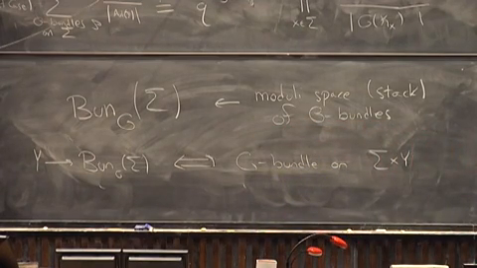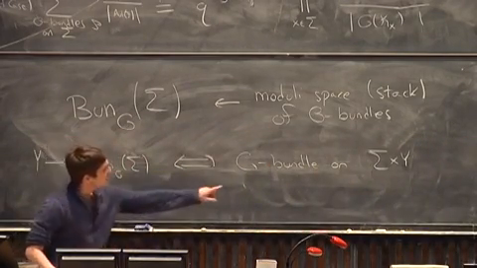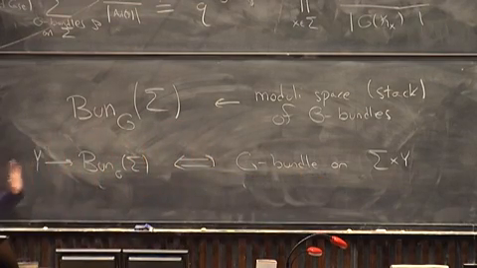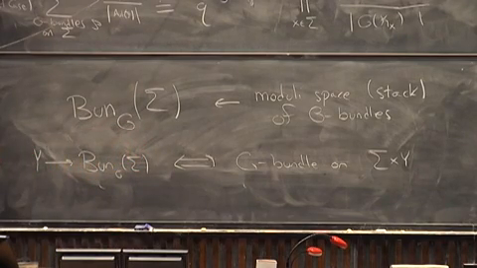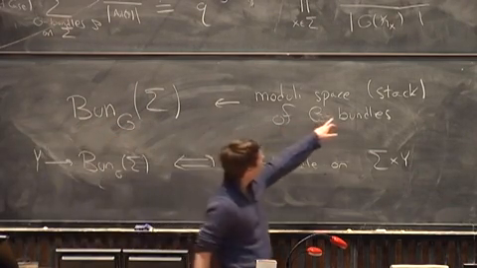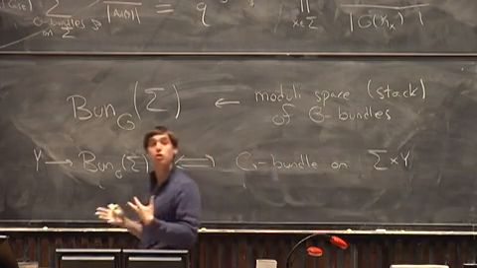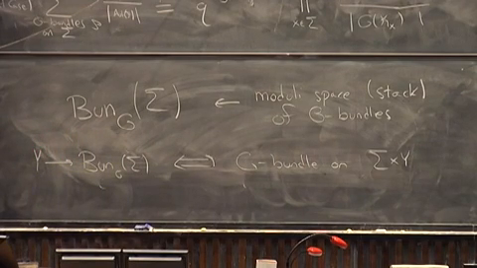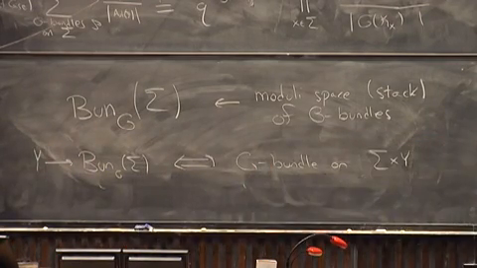So the word stack refers to the fact that when I say these pieces of data are equivalent, I'm not talking about isomorphism classes of G bundles, but I want to remember that G bundles have automorphisms. This object is an algebraic stack, meaning it's something that you can, for many purposes, think of as an algebraic variety. You can think of it as the set of solutions to some polynomial equations. In other words, you can write down some equations such that solving those equations gives you a G bundle.